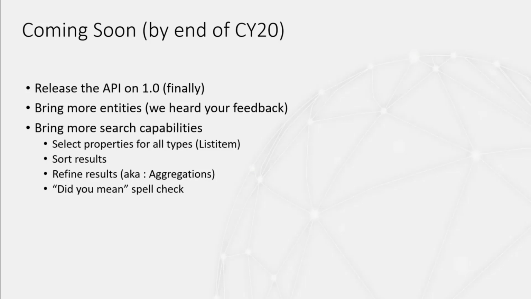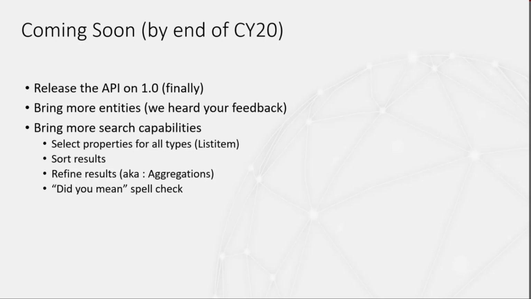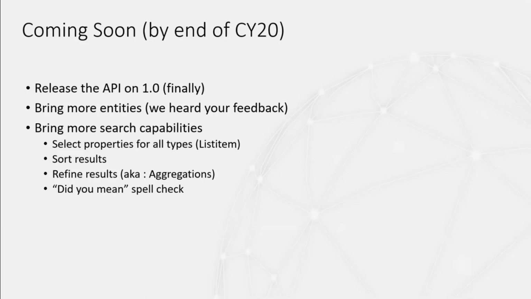The second part is for types that are extensible, like list item. Now you will be able in list item to specify, I want a list item and I want custom column A, custom column B. You'll be able to specify the custom column that your list item has. So these are for select properties.